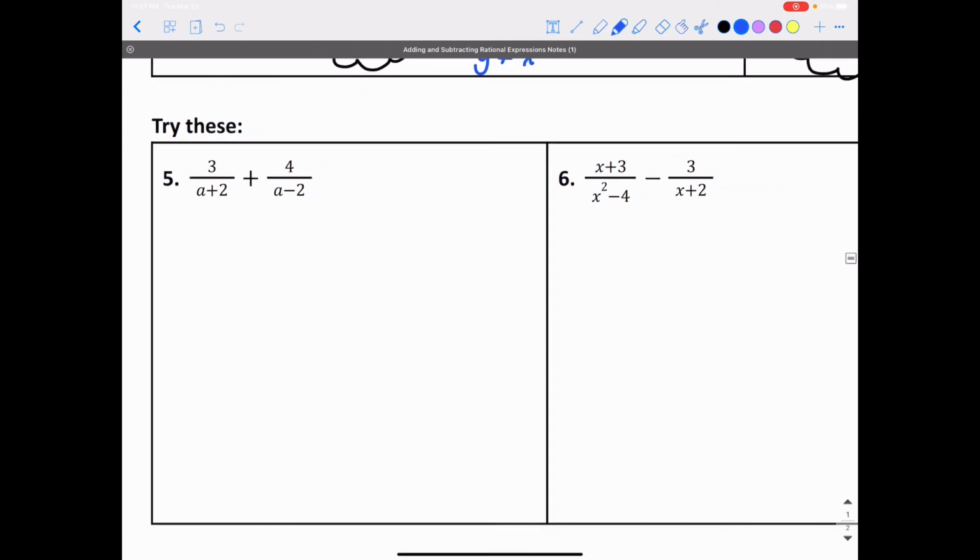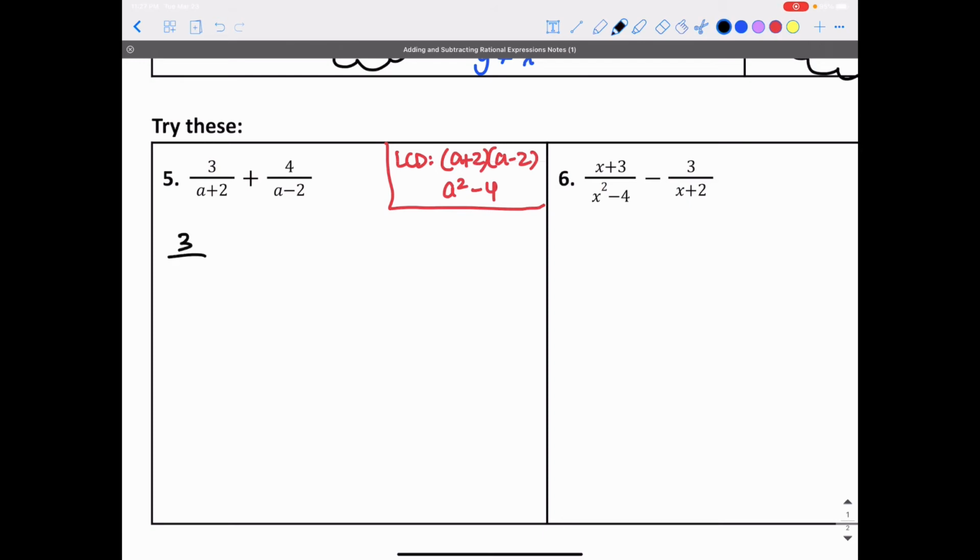And then for 5, neither of these fit into each other. I don't have opposites that I can multiply by negative 1 to get the other. I have to multiply these two things together to get the least common denominator. So I have to multiply a plus 2 times a minus 2, and I get a squared minus 4. It's the difference of two squares.